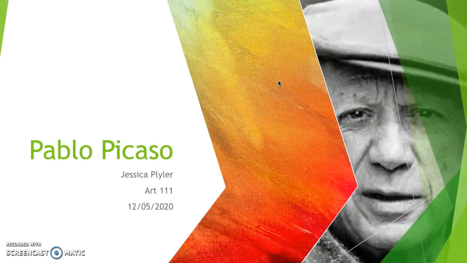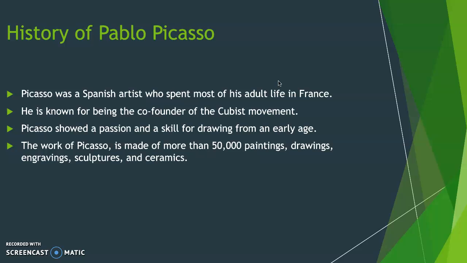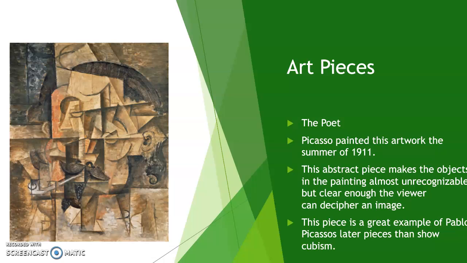Okay, so for my presentation, I wrote about Pablo Picasso. Pablo Picasso was a Spanish artist who spent most of his adult life in France. He is known for being the co-founder of the Cubist movement. Picasso showed a passion and a skill for drawing from an early age. His work is made of more than 50,000 paintings, drawings, engravings, sculptures, and ceramics.